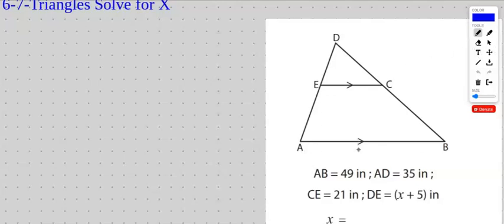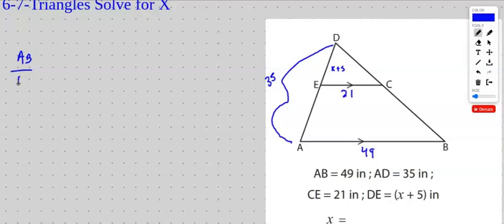I have A to B being 49, all right? And then I have C to E, or E to C, 21. Then they say my A to D, which is this piece right here, is 35. And this little piece in here is x plus 5. If you label your triangle ahead of time, it makes it so much easier. So once again, you can put the letters like this.